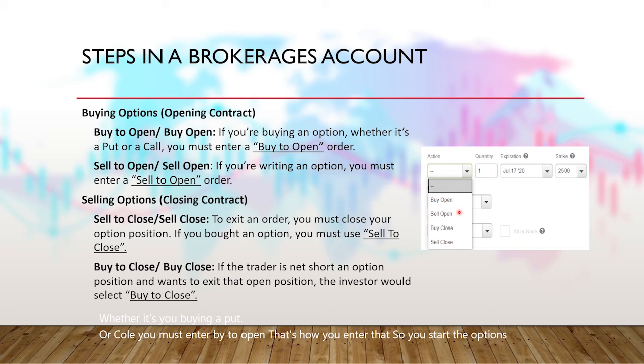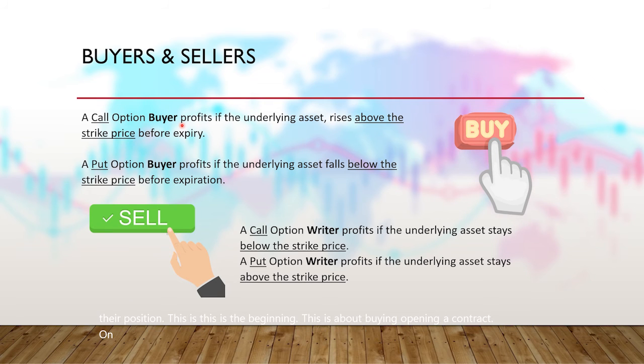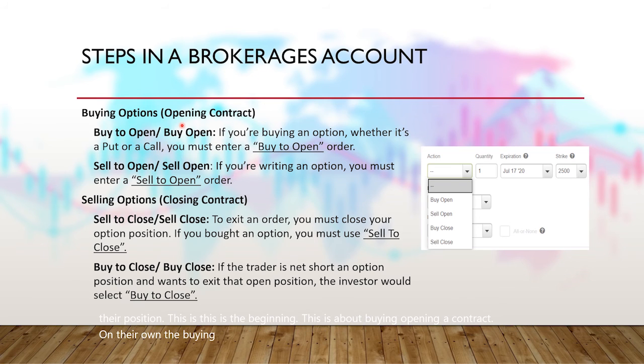Sell to open. If you're writing an options contract, you must sell to open. So, you're starting off the position. This is the beginning, opening a contract on both the buying side and on the writing side. So you're buying to open, selling to open. Key there being the word open.